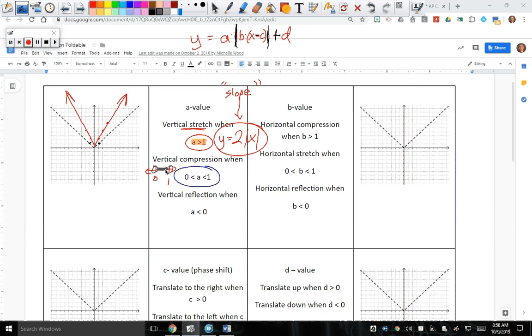Because if it was 0, what would happen? It would just zero out. What if it was 1? Nothing would happen. It would just stay the same. If I multiplied your height right now by 1, nothing happens. But if I multiply your height by 2, you just vertically stretched. You with me? So A is bigger than 1, okay? If it stretches. If it's between 0 and 1, it will be a compression.